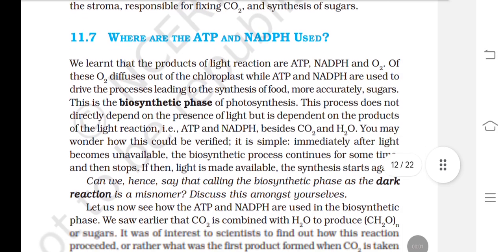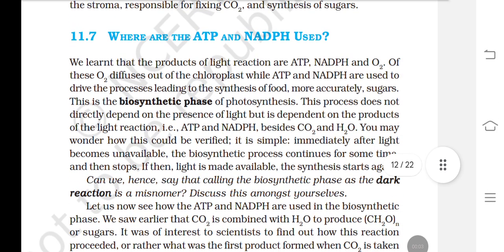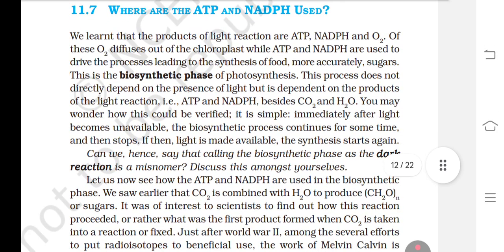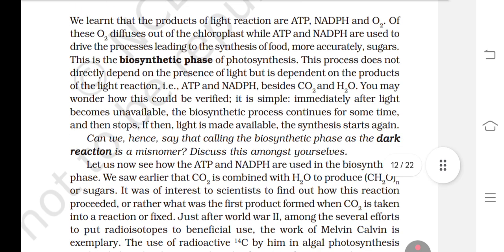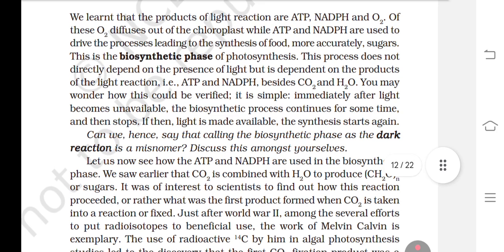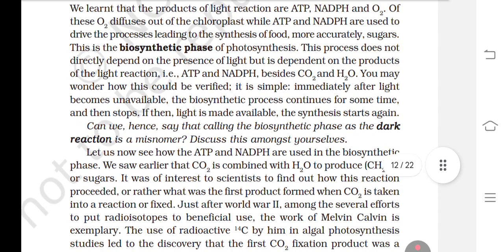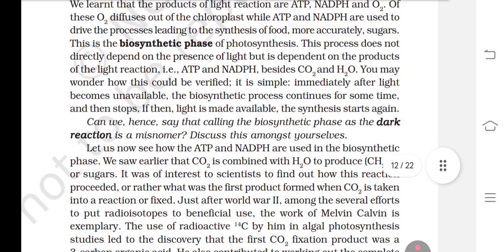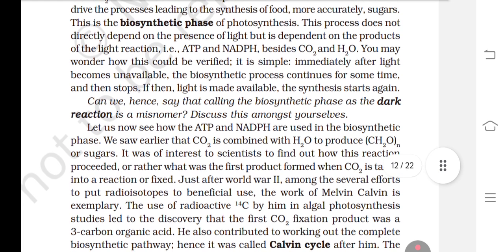Where are the ATP and NADPH used? We learned that the products of light reaction are ATP and NADPH, as well as oxygen. Oxygen diffuses out of the chloroplast, while ATP and NADPH are used to drive the process leading to the synthesis of food, more accurately, sugar. This is the biosynthesis phase.